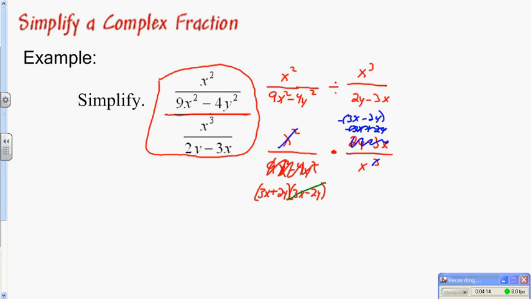3x minus 2y, 3x minus 2y, which leaves us with, on top, just a negative 1, because this was just 1, and this is a negative 1. On the bottom we have 3x plus 2y, and we also have an x. Now you can put that in front of or behind. It's up to you.